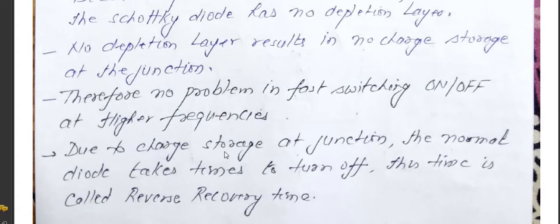So due to charge storage at the junction, the normal diode takes time to turn off, and that time can be termed as reverse recovery time. Here in case of Schottky diode, because there is no charge storage, there is no junction, so this reverse recovery time is very fast, or you can say this time is very less or almost negligible. That is why the switching speed of this Schottky diode is very fast as compared to the simple PN junction diode.